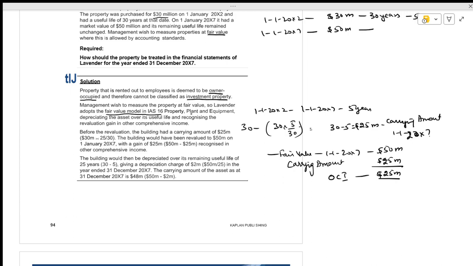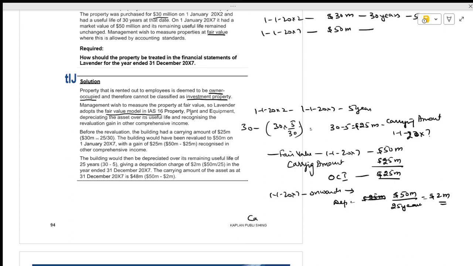Fine. Now, from 1/1/2007 onwards, my handwriting is not that good, but I will write everything I am speaking. From 1/1/2007 onwards, what is the depreciation? Sorry, what is the fair value? Fair value is 50 million. How many years are left over? 25 years. Depreciation will be 2 million.